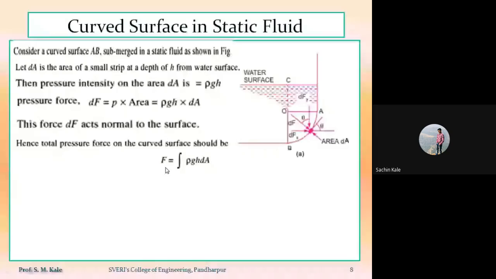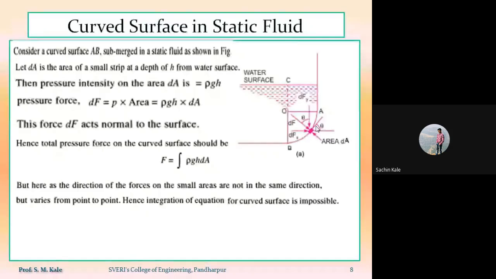Why? Because on each and every elemental strip, or on each and every elemental area, the direction of force acting is different, and hence by taking the integration, it is impossible to calculate the total pressure force acting on a curved surface. So what is the alternative method?